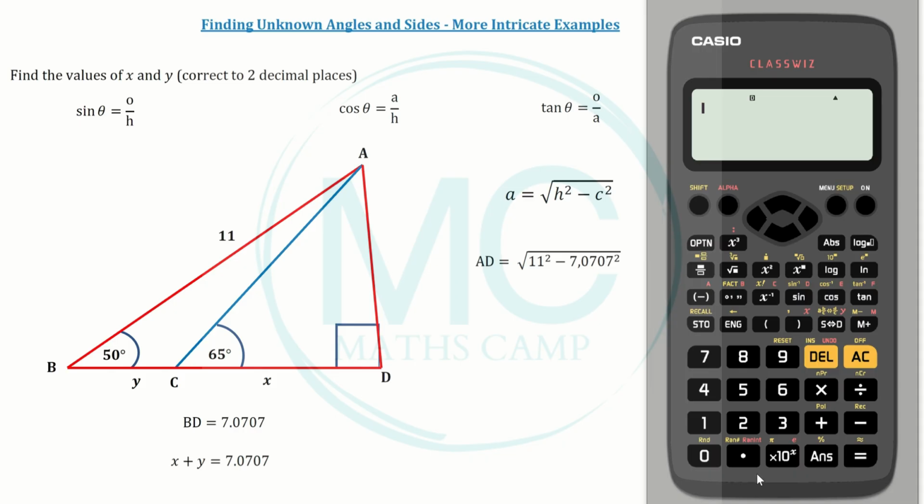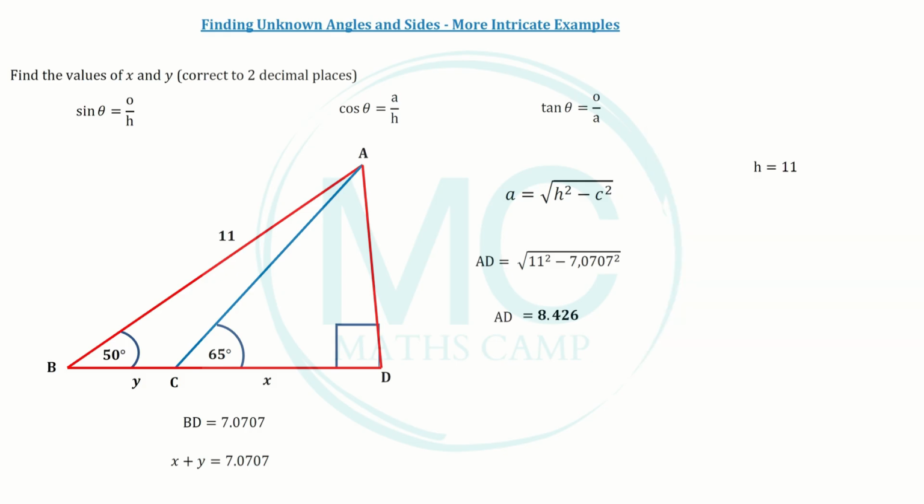Now we can take our calculator and we say 11 squared minus 7.0707 squared is equal to 71.005, but we still need a square root. So we can say square root, answer, is equal to 8.4264 and so on. Let's round off to 3 decimal places. And this is our length for AD. Now we have a length for side AD, so let's put this into our triangle as well.